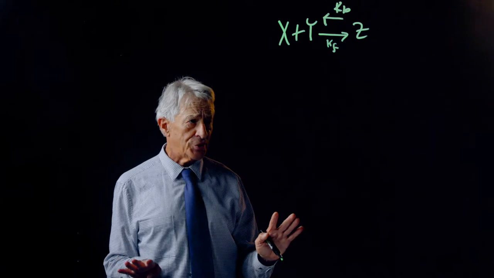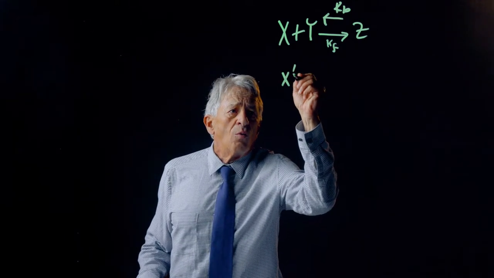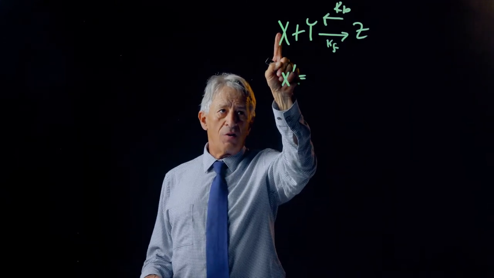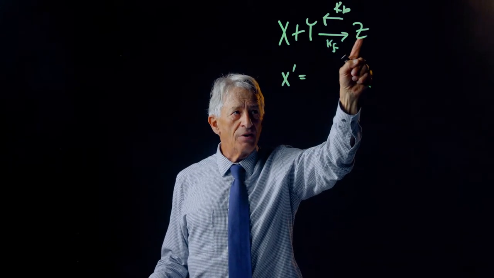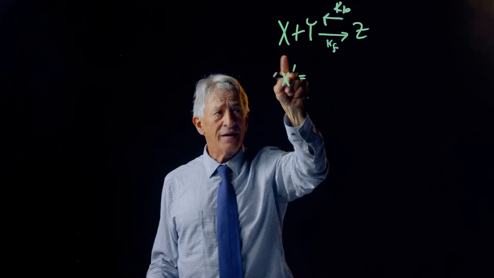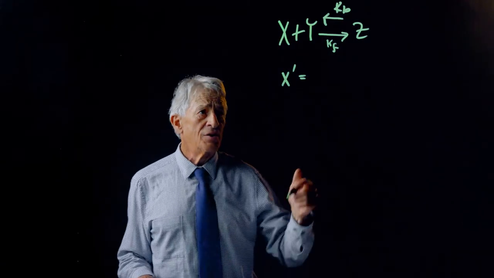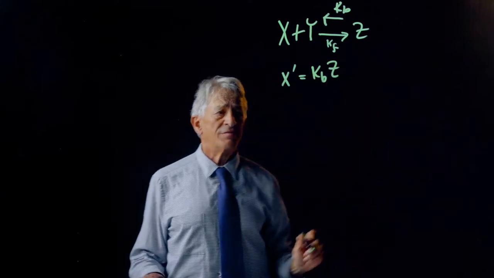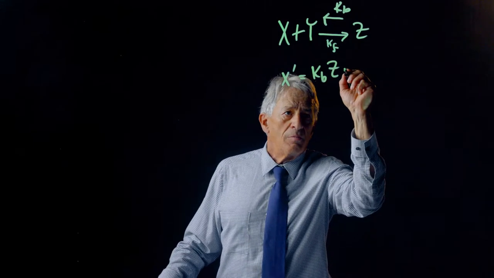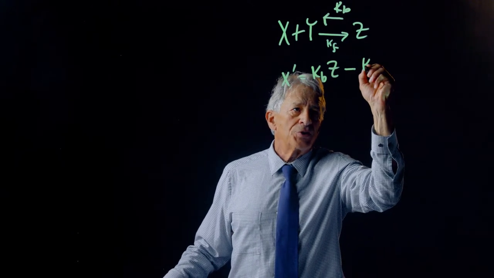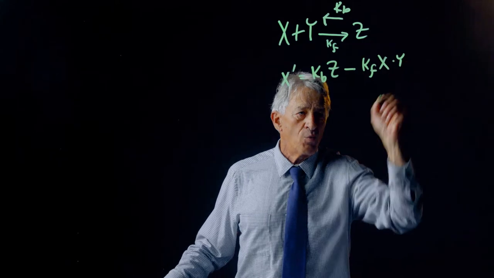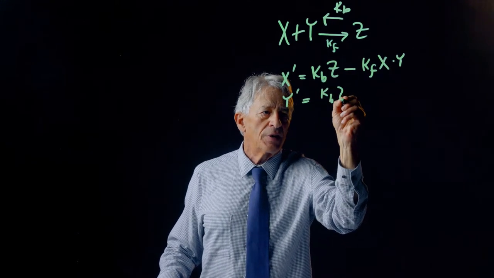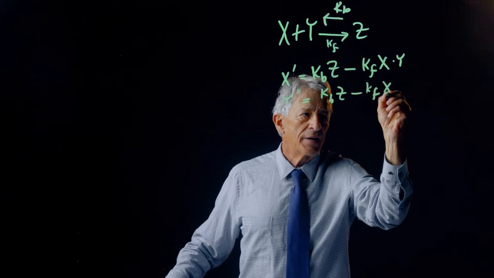So now again, we make the differential equation. What makes X go up now is the dissociation of Z into X and Y, and that takes place at a rate KB. So now we have a plus term here, and that plus term is KB times Z. Same minus term for the forward reaction, which is K forward times X times Y. Similarly, Y prime is equal to KB times Z minus KF XY.